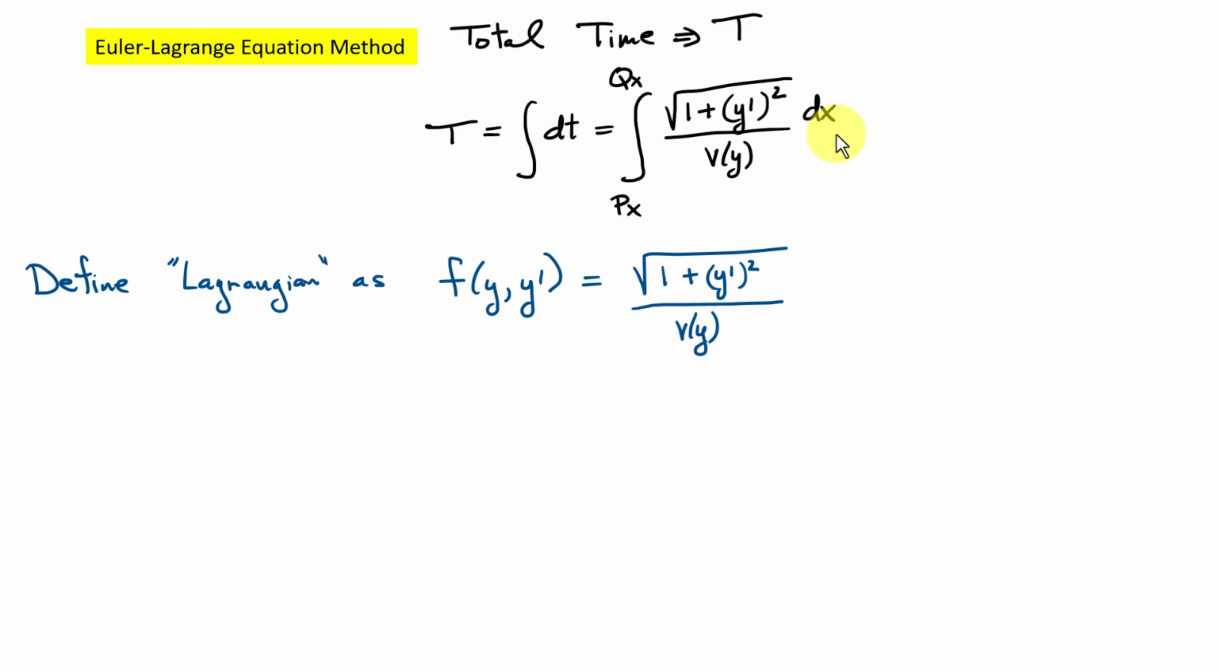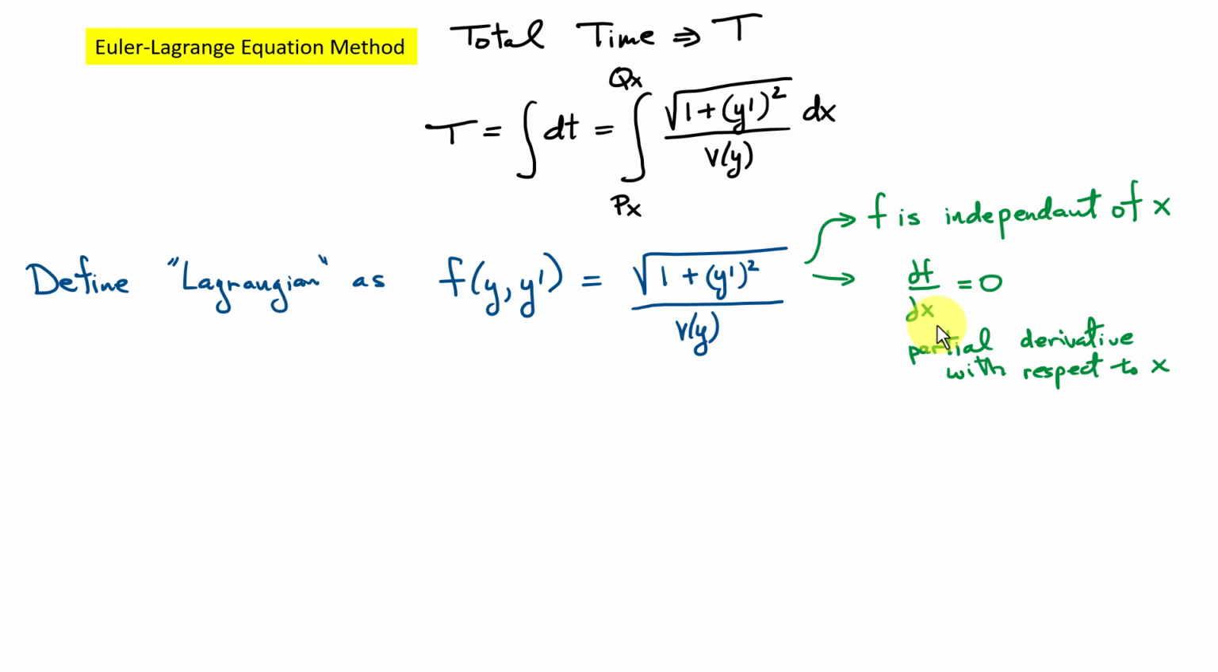So we start with our total time expression, and what I'm going to do now is define something called the Lagrangian. The Lagrangian is basically grouping all the terms together other than the dx. I'm going to call this a function f, and if I write it out, we notice that this function f depends on y through this velocity term, or through the speed of light in that medium, and it depends on y prime through the square root term right here. So we notice that this is actually independent of x. It doesn't depend on x explicitly. x doesn't appear anywhere in this expression.